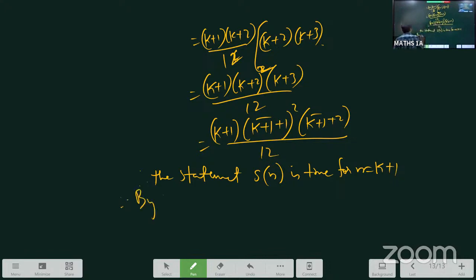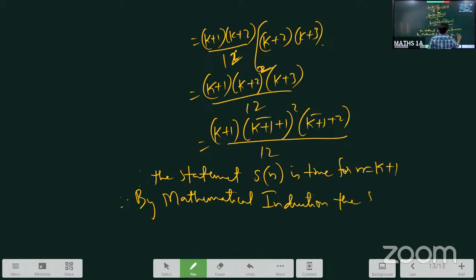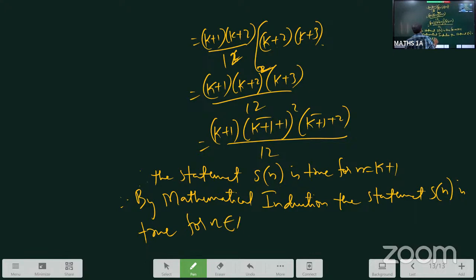Therefore, by mathematical induction, the statement S of N is true for all N belongs to natural numbers. Is it clear?